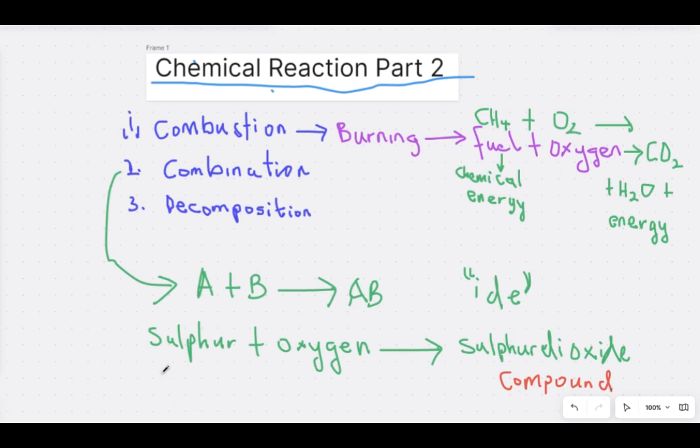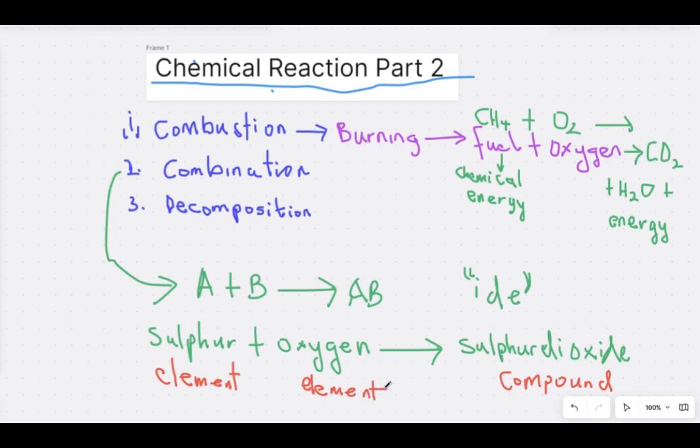Sulfur is an element. So the reactants are different elements, reacting together chemically to produce a different substance altogether. This is an element and this is also an element. So two elements, or two atoms of different elements, react together to produce what? A compound, a chemical substance.